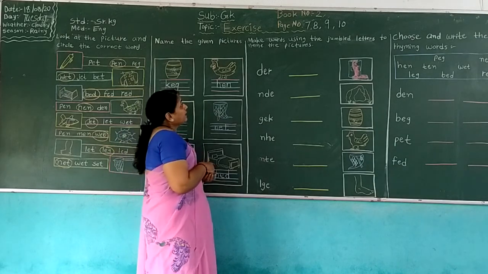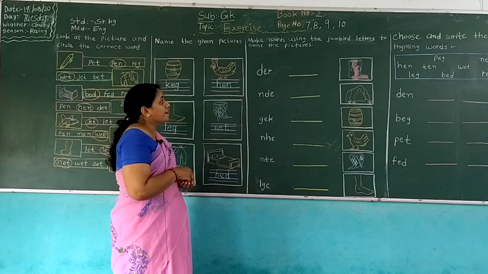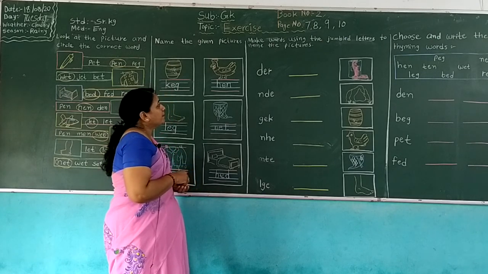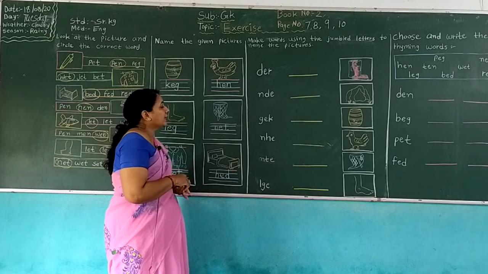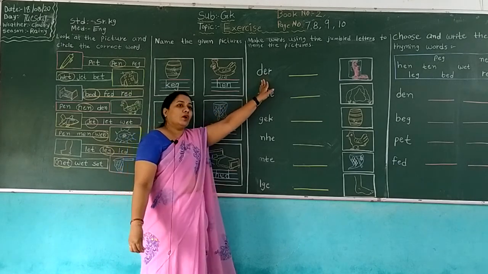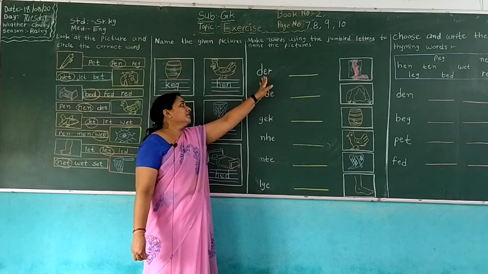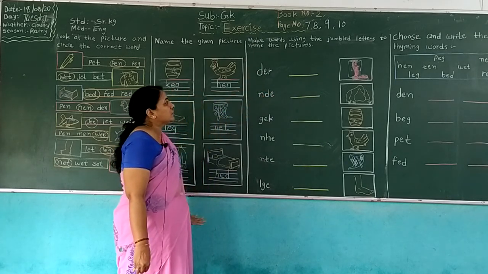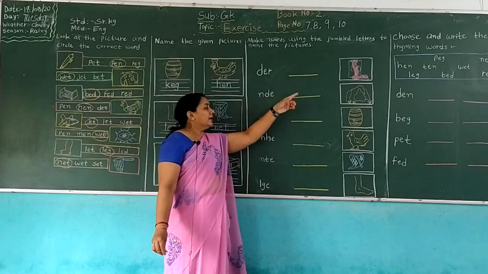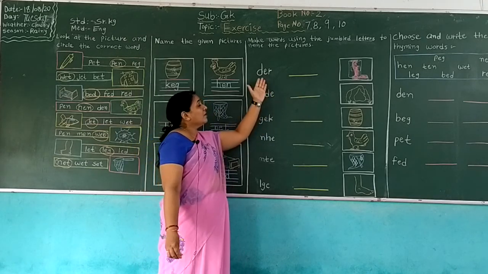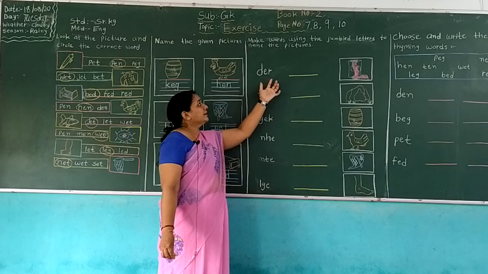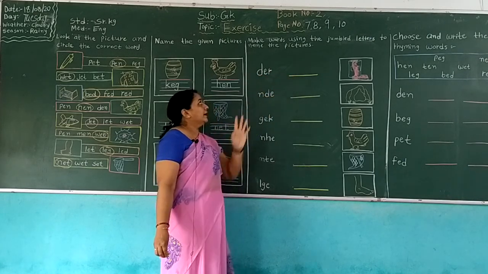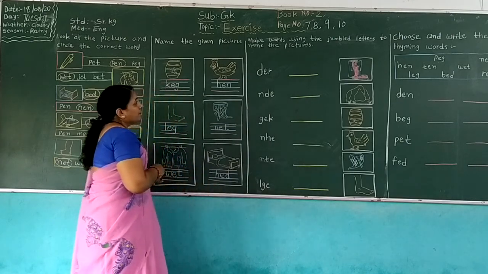Now, what is the heading? Make words using the jumbled letters to name the pictures. Make words. Okay? Make words using the jumbled letters means you look at the picture and then find the correct word. So we unjumble the word, then we write the correct word here for the pictures.